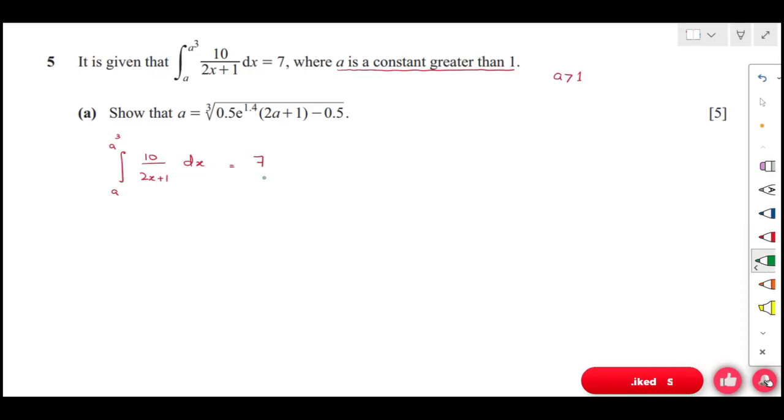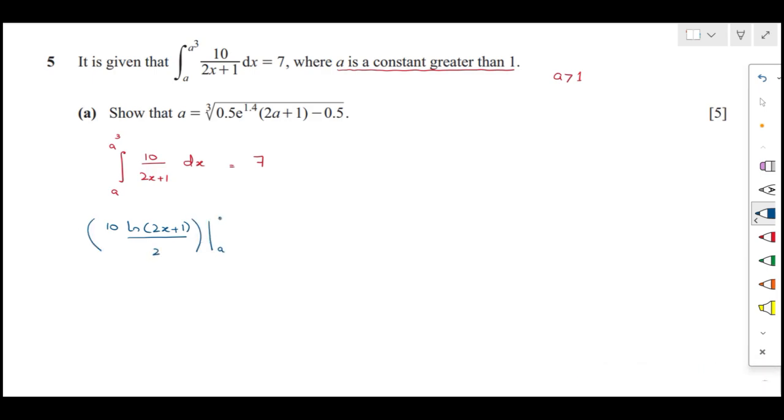Okay, let me solve this integration. So 10 is a constant. The integration of 1 over x is natural log of x, which is 2x plus 1, and we need to divide by the derivative of 2x plus 1, which is 2, and we need to put the limits from a to a cube equals 7.